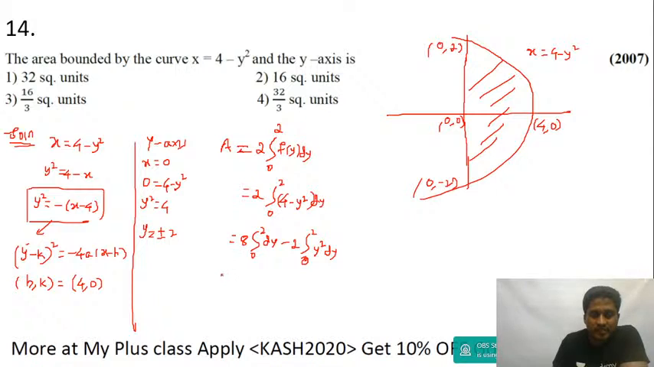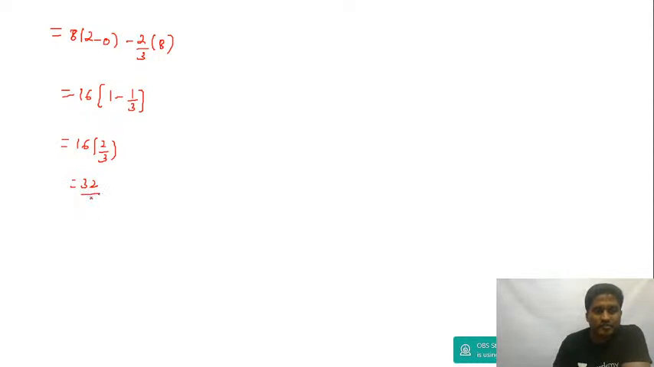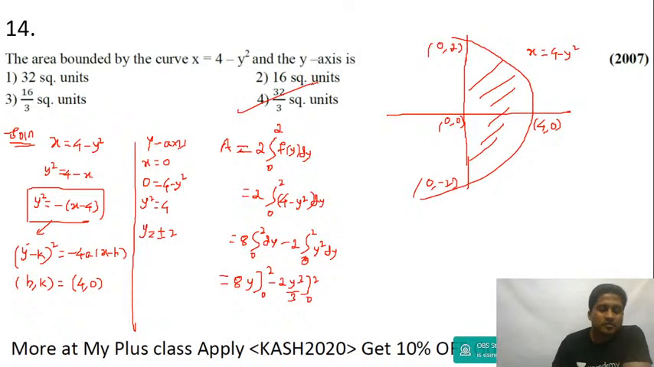Now this is equal to 8 times the integration of dy, which is y, between the limits 0 to 2, and the integration of y square is y cube by 3 between the limits 0 to 2. So this is equal to 8 times upper limit minus lower limit, and then minus 2 by 3, upper limit 2 cube is 8, lower limit is 0. So you get 16 common, you get 1 minus 1 by 3. Take 16, this is 16 times 2 by 3. So if I simplify, you get 32 by 3 square units. Isn't it, guys? That's the last option.